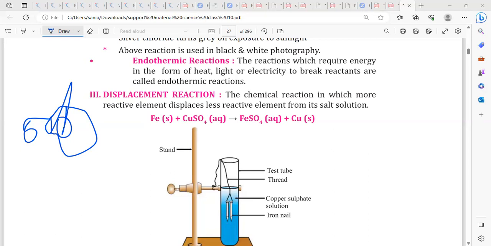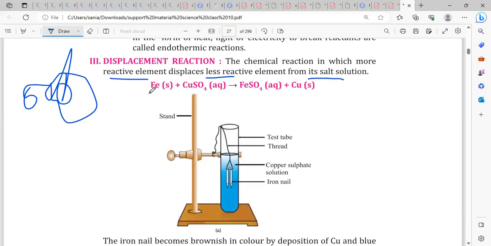Okay, so let's just start. Displacement is basically removing someone from their place, right? So a displacement reaction is a chemical reaction in which a more reactive element displaces the less reactive one. Always, a person who is more powerful will remove the weaker people, right? So over here also, the element that is more reactive will remove the less reactive element from its salt solution.